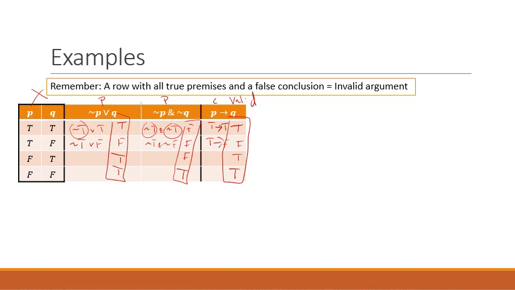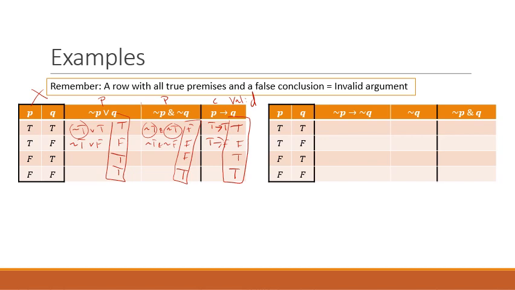So that's always kind of tricky. So remember that if you find the row, that means the argument is invalid. But if you don't find the row, that means the argument is valid. All right, here's another example. Again, just 2 sentence letters, so only 4 possibilities.